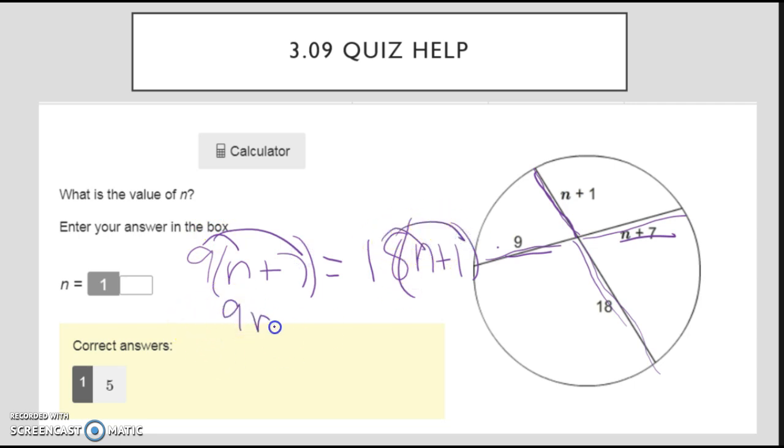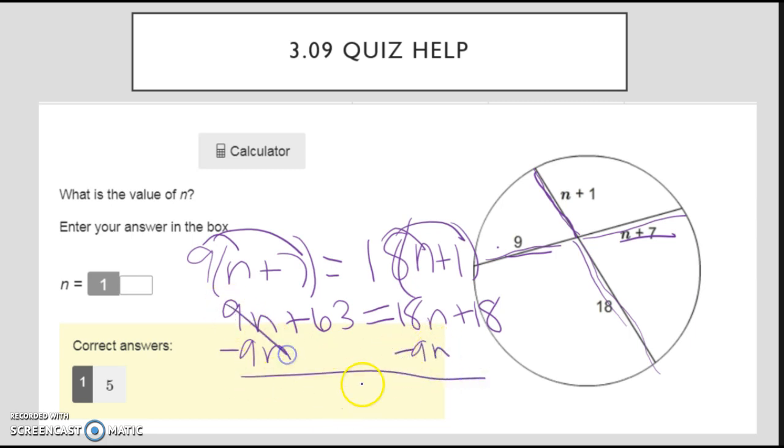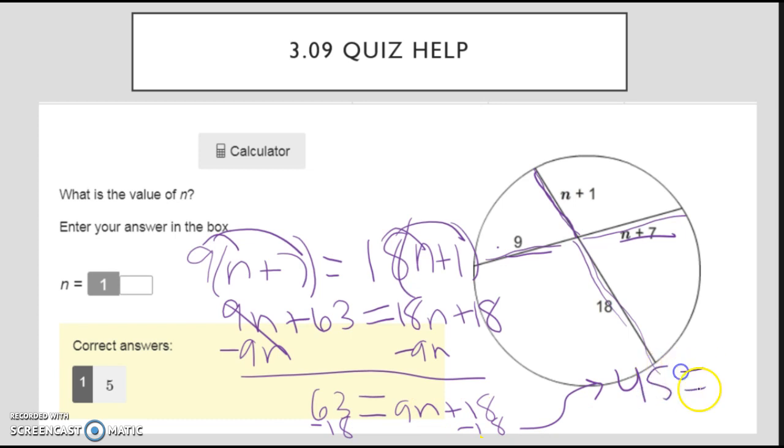So we'll do 9n plus 63, distributing that 9, equals 18n plus 18. We'll simplify. Let's subtract 9n on both sides. And we will get 63 is equal to 9n plus 18. We subtract the 18. Subtract the 18. You get 45 is equal to 9n. Divide by 9. Divide by 9. And you get 5 equals n.